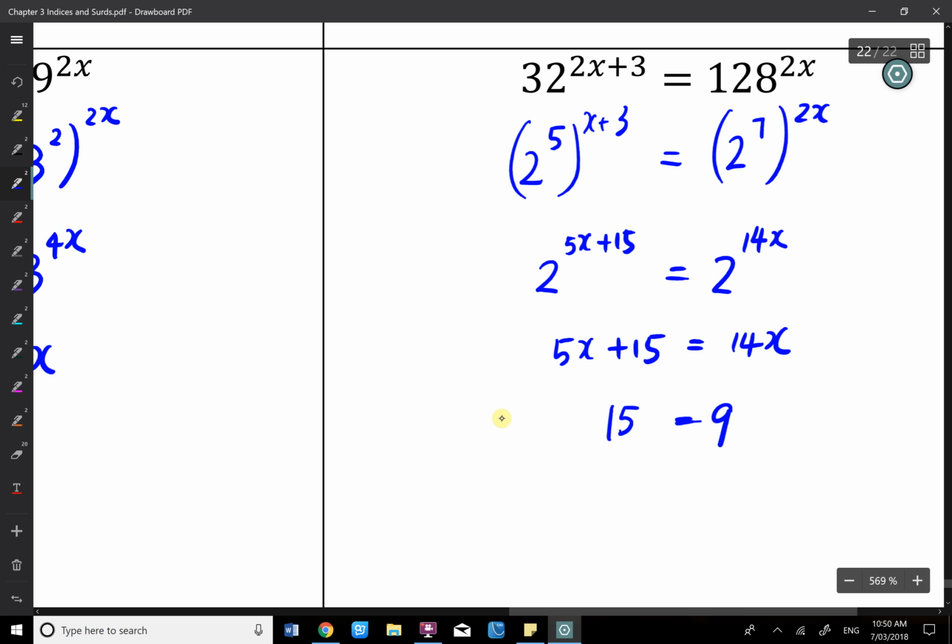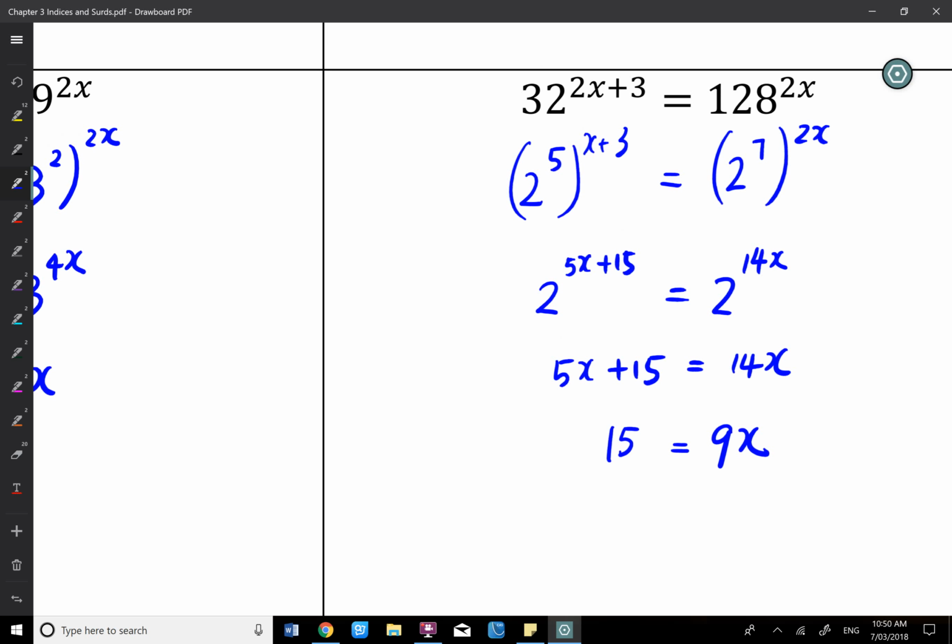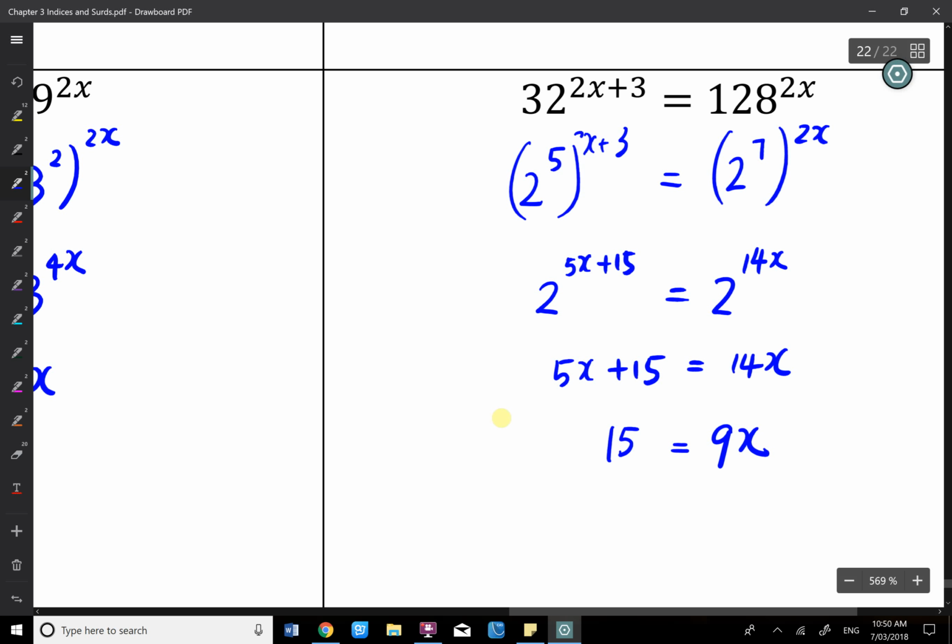15 equals 9x. Yes, sorry. Oh, 2x plus 3, thank you. That's 2x plus 3. And then here's 10x. We have 10x here, then 14, and then we have 15 equals 4x. And x is 15 over 4 then.